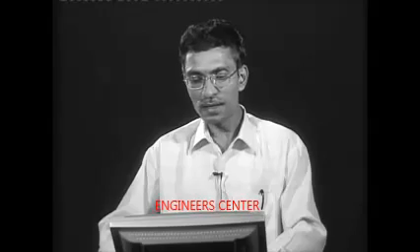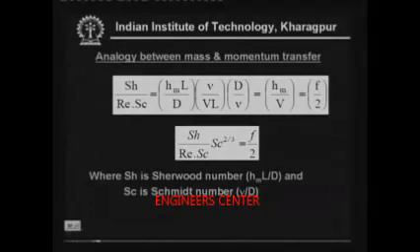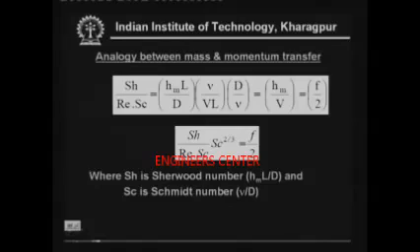So, when you are applying this analogy, you can show that mass transfer coefficient Hm divided by the velocity is equal to friction factor divided by 2. This is valid for Schmidt number equal to 1. To take care of Schmidt number other than 1, we can modify this similar to Colburn analogy, and we have the modified analogy given by Sherwood number divided by Reynolds number into Schmidt number to the power of 2 by 3 is equal to F by 2. This is the analogy between mass and momentum transfer.